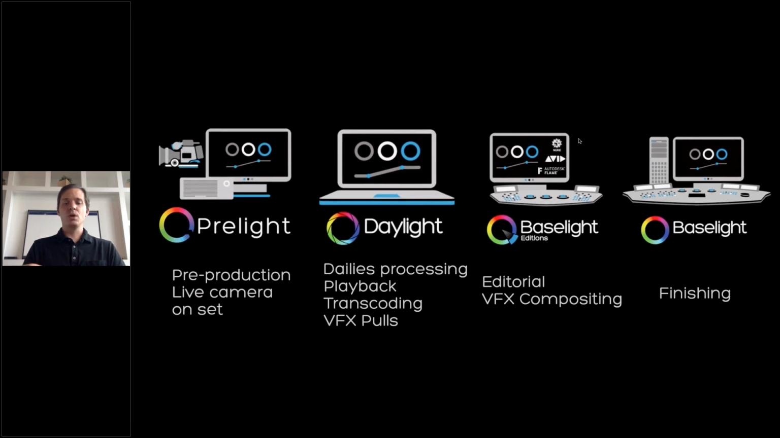You can also use render nodes, which can run either Baselight or Daylight projects on them. So if you have a show that's shooting a lot of footage and it's very high resolution camera raw material, you can offload a lot of that processing onto other Daylight machines or render nodes. And we'll talk about that a little bit more as we get into it.